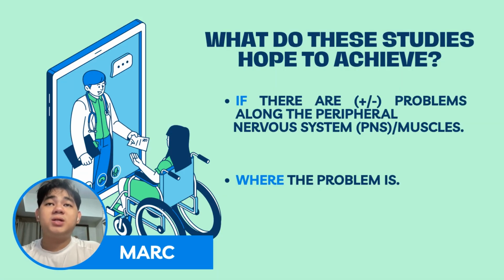So, what do these studies hope to achieve? These studies hope to determine if there are problems along the peripheral nervous system or muscles and where exactly the problem is located.